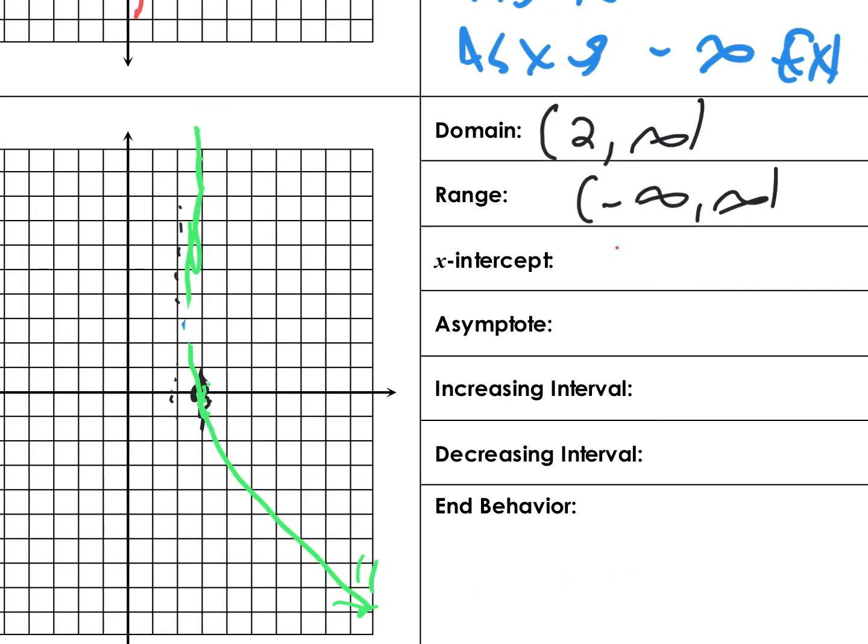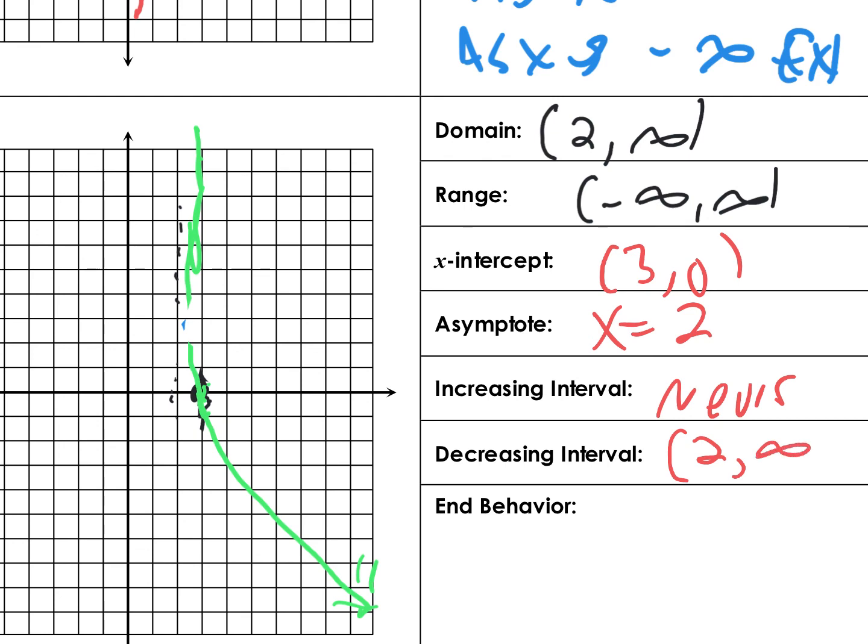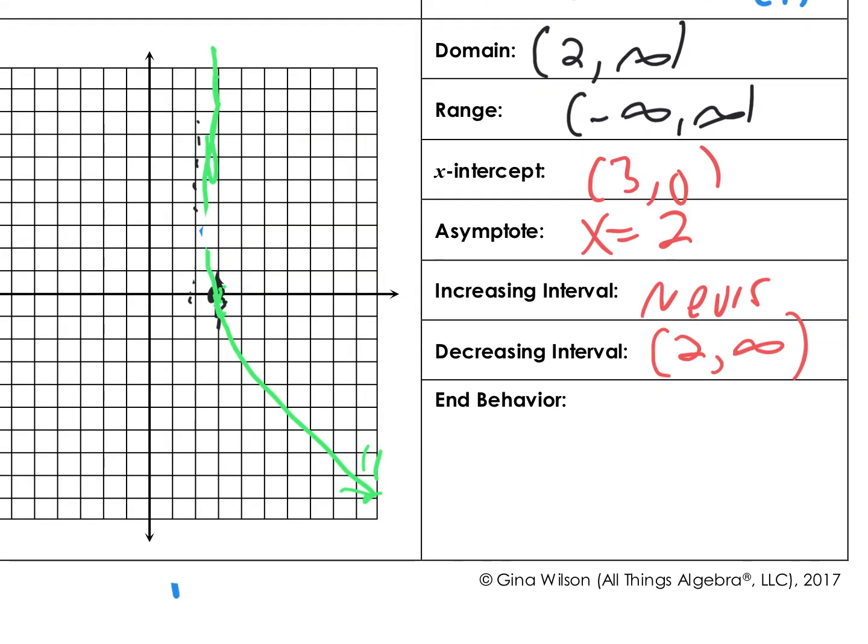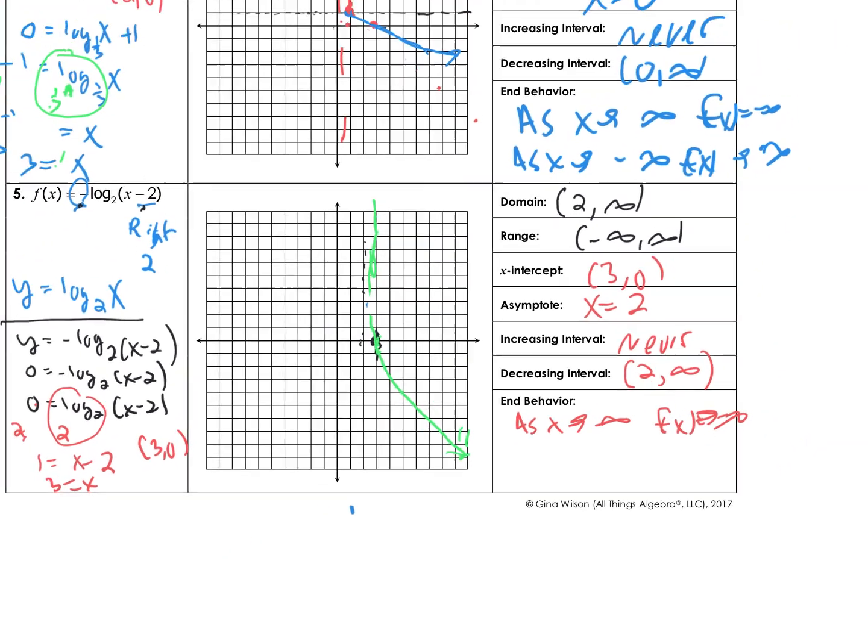It's a good skill to do. The asymptote now is x equals 2 because it moved over. Increasing is never. Decreasing is from 2 to infinity. It's constantly decreasing. And for end behavior, the only end behavior I'm going to say I have is as x approaches infinity, f of x approaches negative infinity. I won't even do the other one because it's not approaching negative infinity.